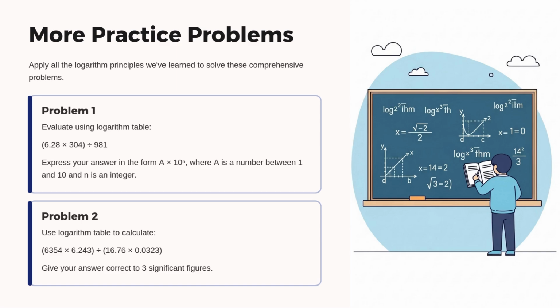Problem 2. Use logarithm tables to calculate (6354 times 6.243) divided by (16.76 times 0.0323). Give your answer correct to 3 significant figures.